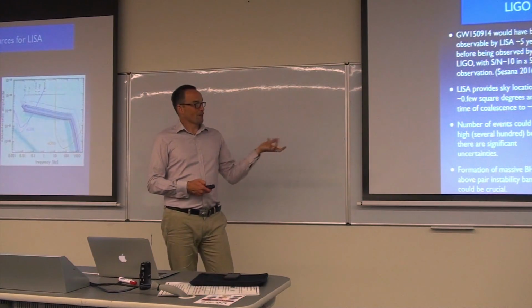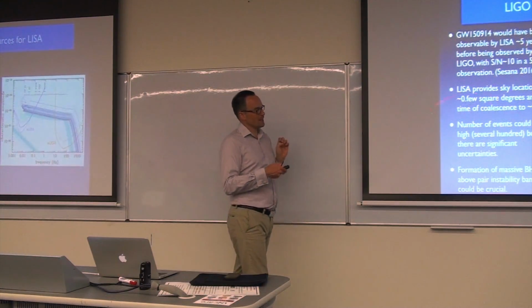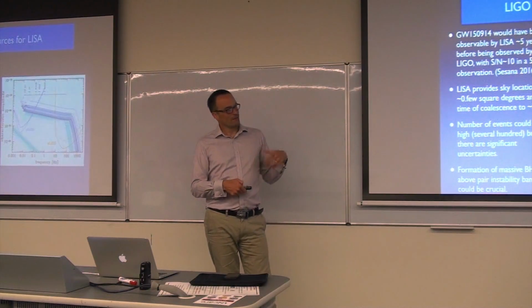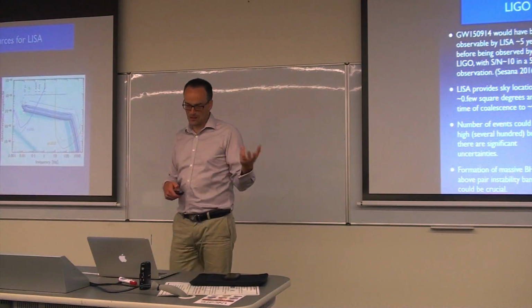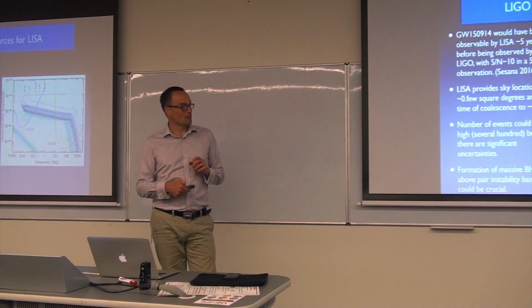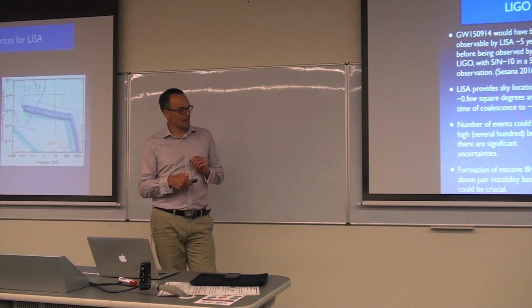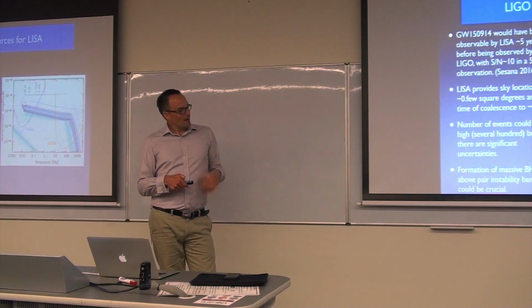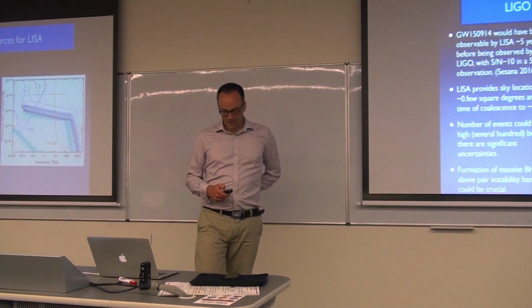For LIGO, you don't get very good sky location from a single detector, because you're only getting a burst and you don't know which direction it's coming from. In fact, having more than one detector does improve that sky localization, but we will do better if we have both LISA and LIGO than we can do with LIGO alone.